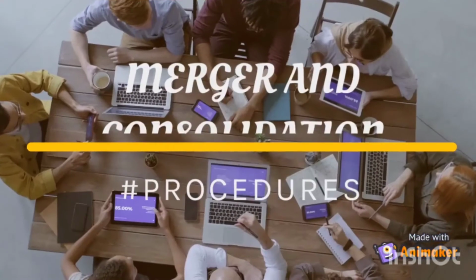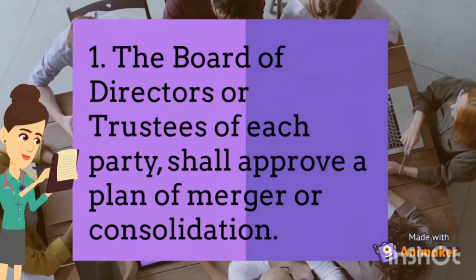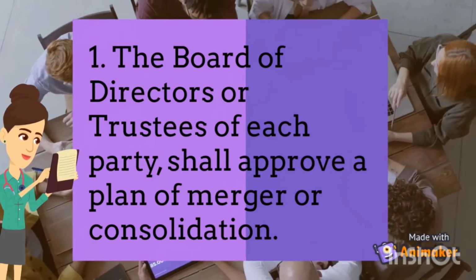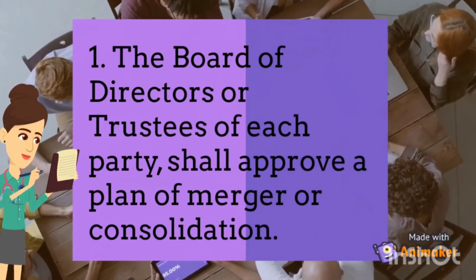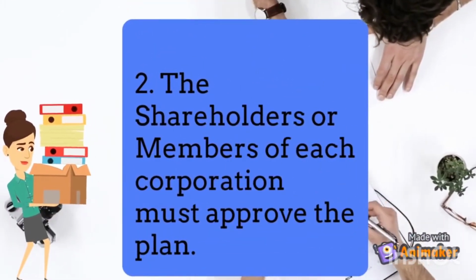Merger and consolidation procedures. 1. The board of directors of each corporation involved must approve the plan for merger and consolidation. 2. Shareholders or members of each corporation must approve the plan.